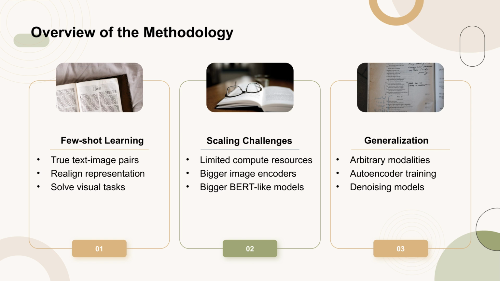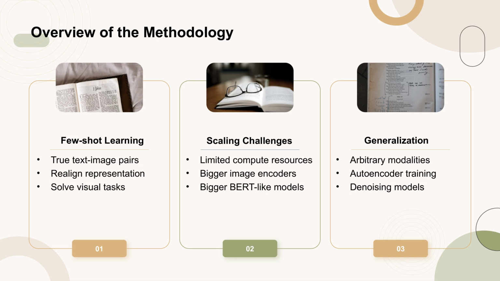The methodology in this work involves realigning representations using GPT through few-shot true text-image alignment pairs. This approach helps in solving downstream visual tasks like classification. However, the text may not always be human interpretable, which is crucial in domains like healthcare. Due to limited compute resources, scaling up the models was challenging. Two dimensions of scaling were considered, using larger image encoders and decoders, and employing bigger BERT-like models. Both are hypothesized to significantly improve results.